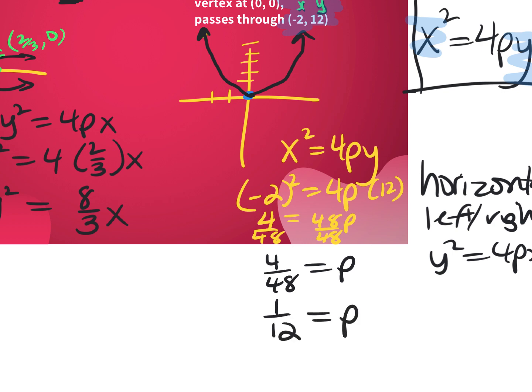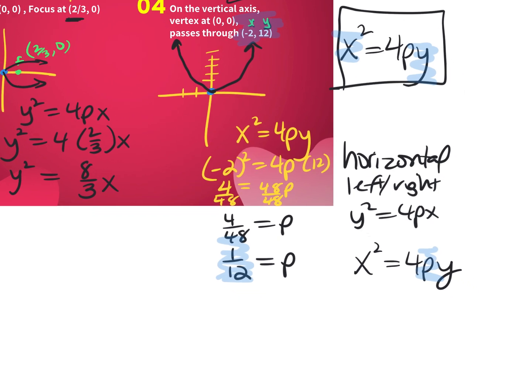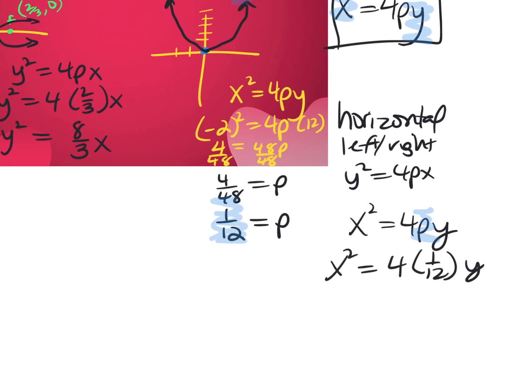Now that I found the p-value, I need to plug it back in to get my final answer. So x squared equals 4py. I'm going to replace p with 1/12. I'm going to multiply it by 4. So x squared equals 4 times 1/12 y. Once I multiply this, I get x squared equals 4/12 y. Again, simplify this and make this 1/3. So x squared equals 1/3 y.